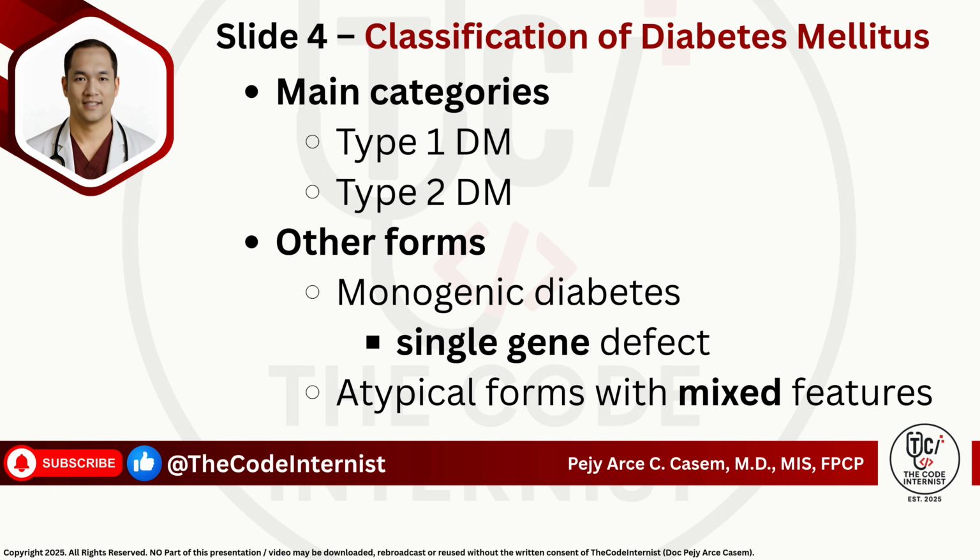Diabetes mellitus isn't just divided into type 1 and type 2. That's the classic way we classify it, but there are actually other forms, especially now that we better understand the genetics behind the disease. These include monogenic types where a single gene is responsible, and atypical cases that don't fit neatly into type 1 or type 2, but may have characteristics of both. Still, type 1 and type 2 remain the major categories, and that's where we'll focus first.